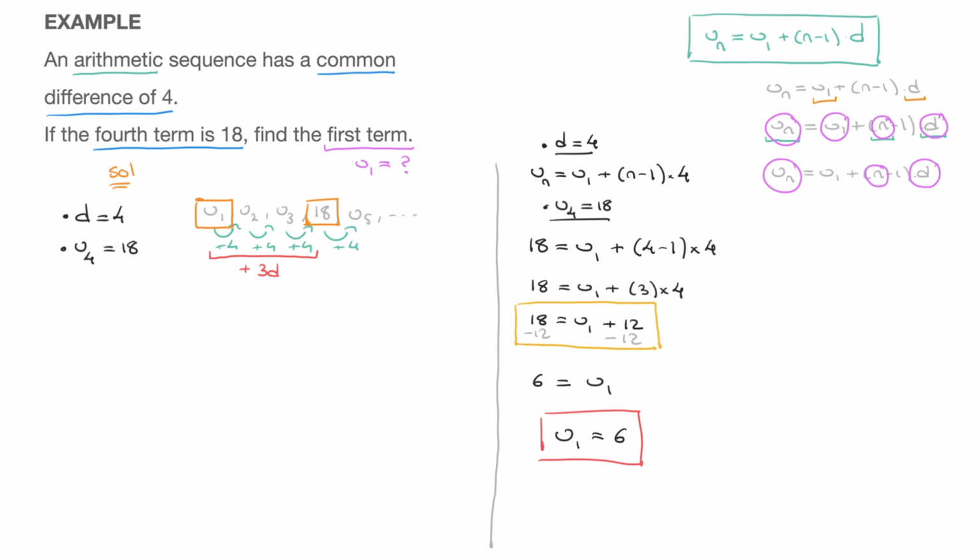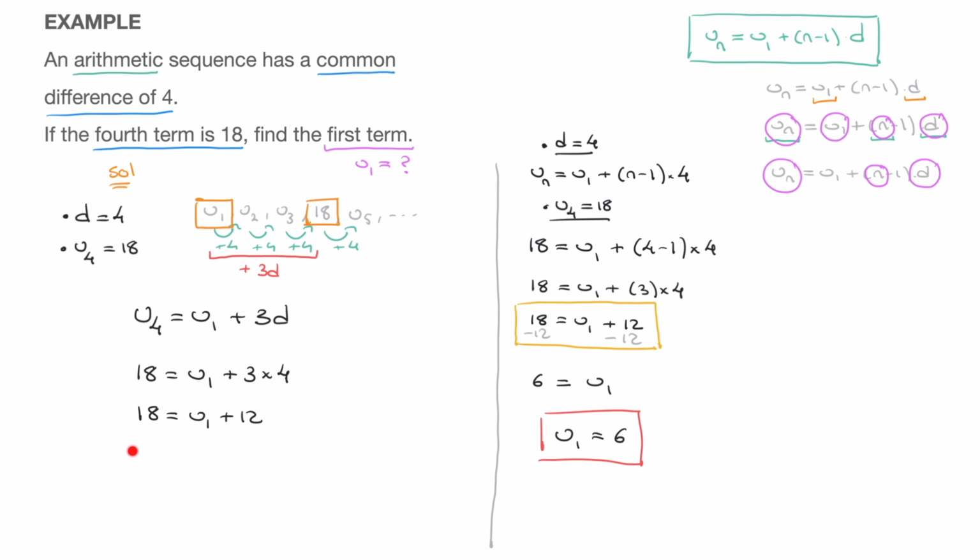And so I could write that the 4th term, u sub 4, is equal to the first term plus 3 times the common difference d. And all we have to do now is replace this u sub 4 by its value, 18, and this d by its value, which was 4. So this becomes 18 equals the first term, u sub 1, plus 3 times 4. And since 3 times 4 is 12, this becomes 18 equals u sub 1, the first term, plus 12.